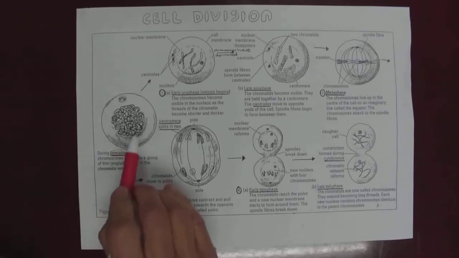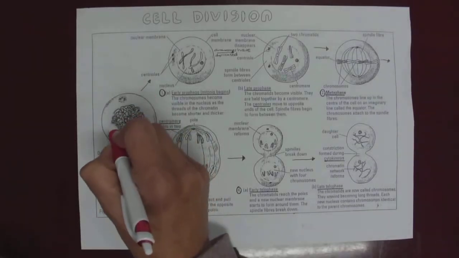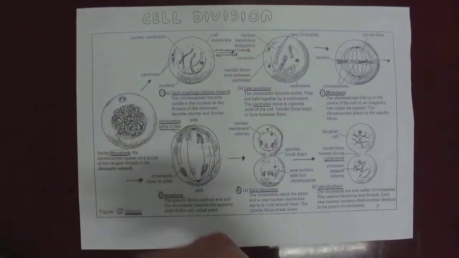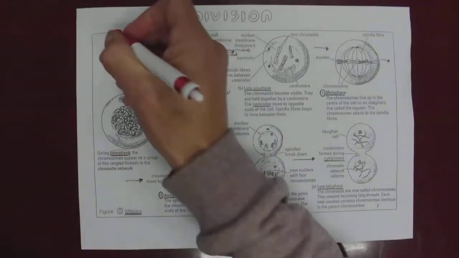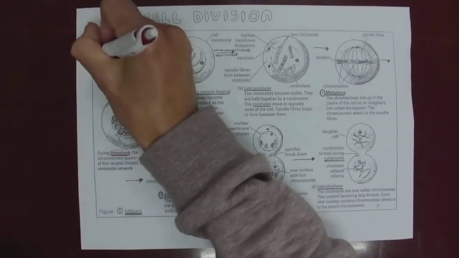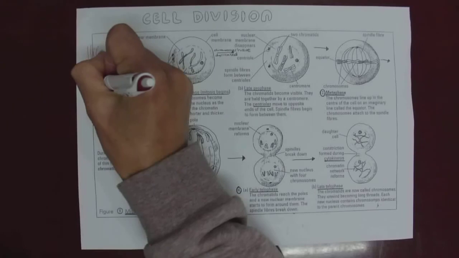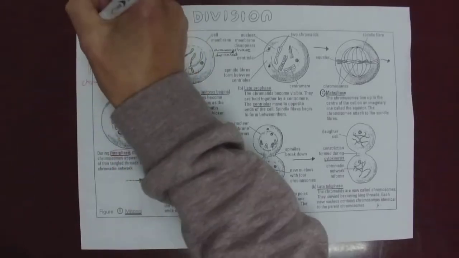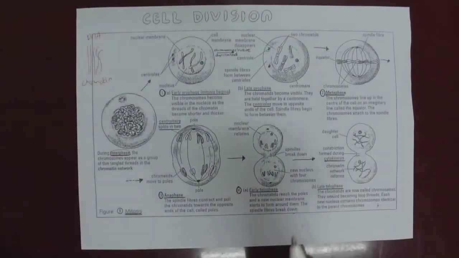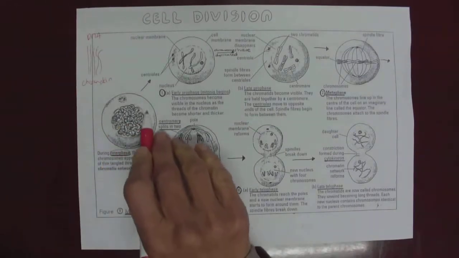And remember that the nuclear material, the genetic material in the nucleus, is DNA, but when the cell's not dividing, it's more thread-like. So we call it chromatin, thread-like chromatin, but it's made of a molecule called DNA. And here you can see that.